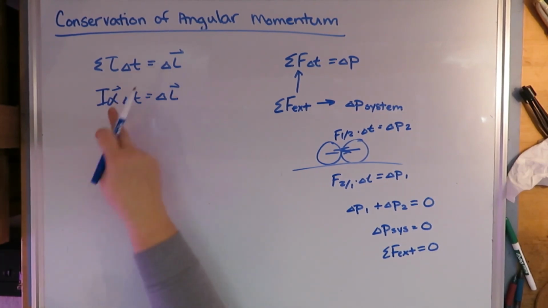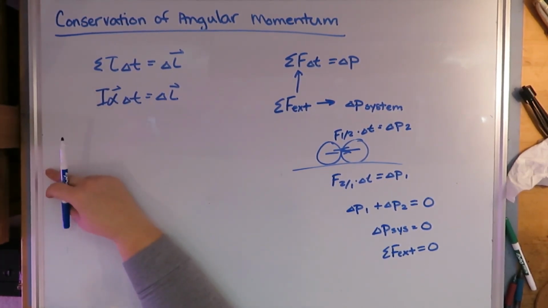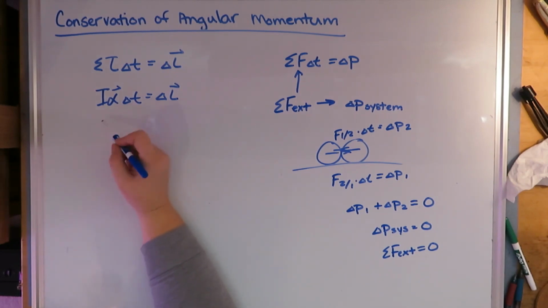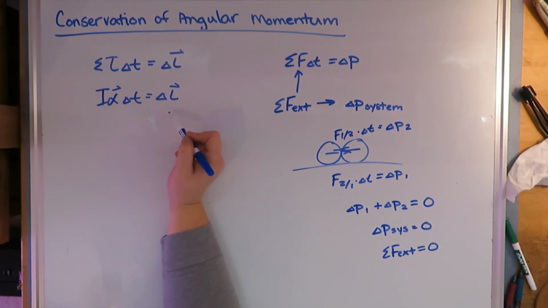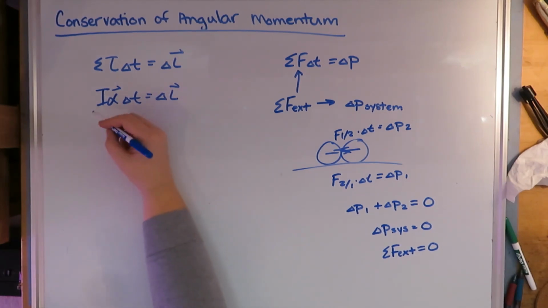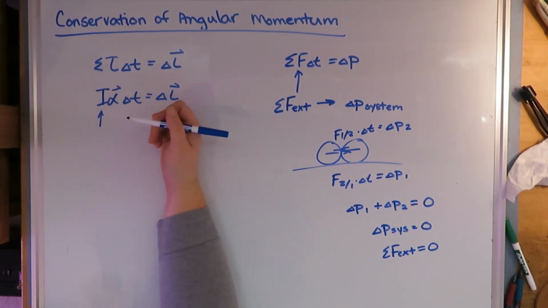The change in angular momentum is going to point in the direction of alpha, because alpha is the only vector in that equation. But basically what this tells us is that we have more factors that can come into play, in that we can have changes in our rotational inertia.